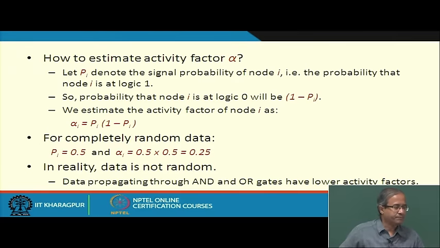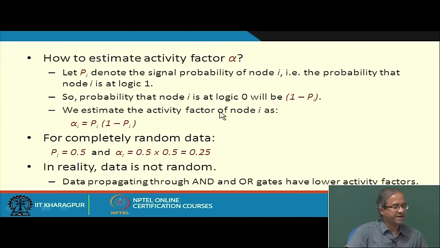So, the estimation of the activity factor, this is important. Here we are saying Pi will denote the signal probability at node i, as we have just explained some time back. So, we use this notation Pi to denote the signal probability of node i, which means the probability that the particular line will be at logic 1. So, the probability that the node is at logic 0 will be 1 minus Pi, because the total probability has to be 1.